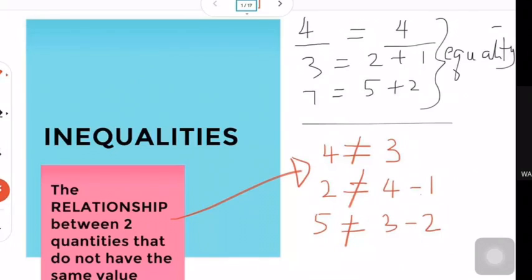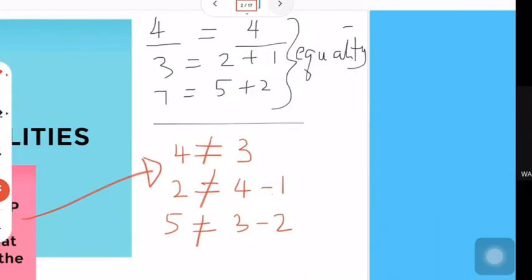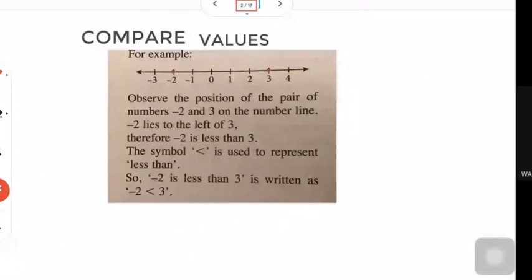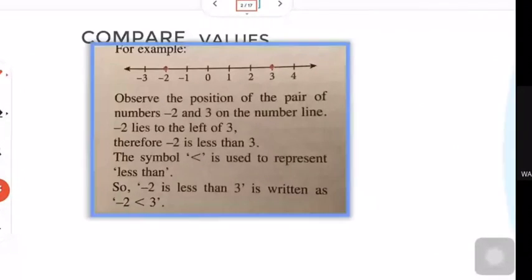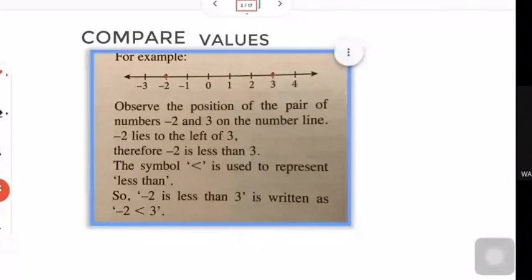which says which one or which side has a greater value as compared to the other side. We are actually comparing values. Not only do we say that this is not equal to that, but we also compare values, so which one is greater than which or which one is lesser than which.